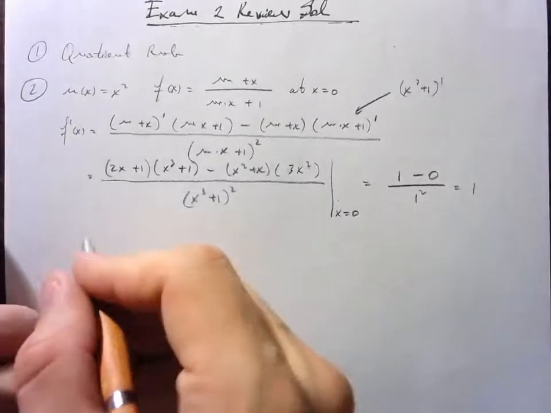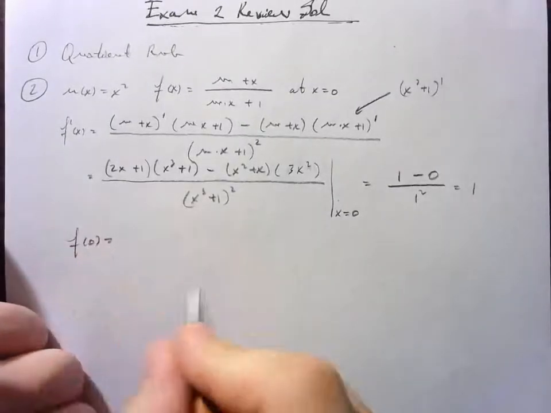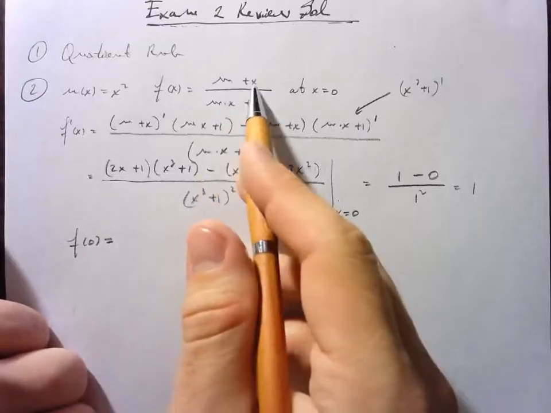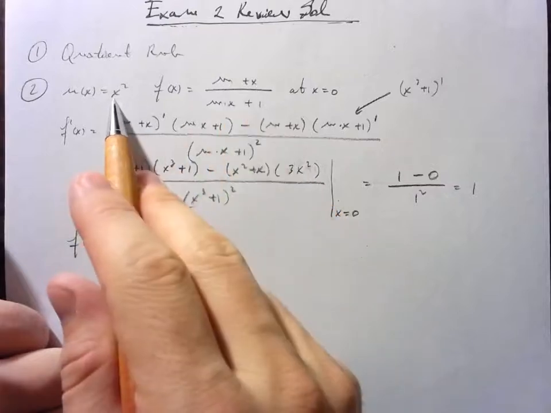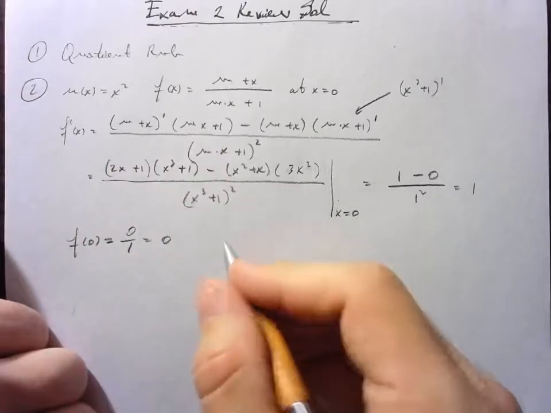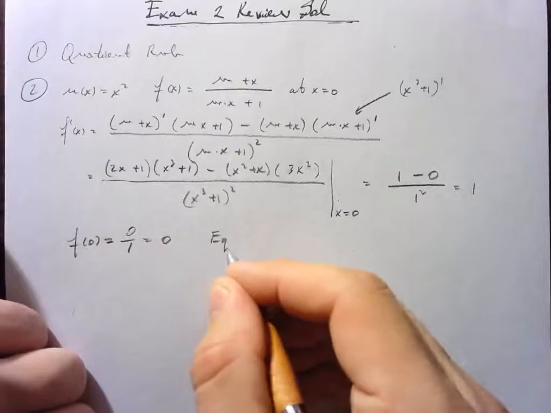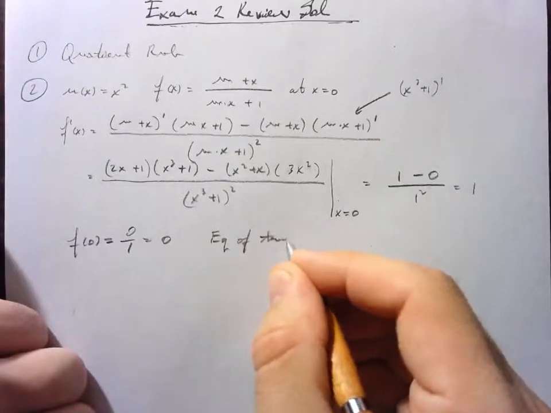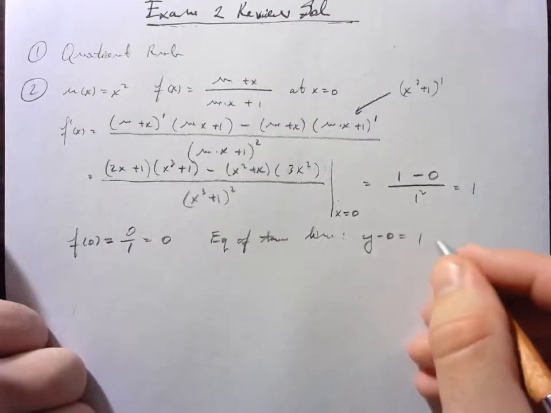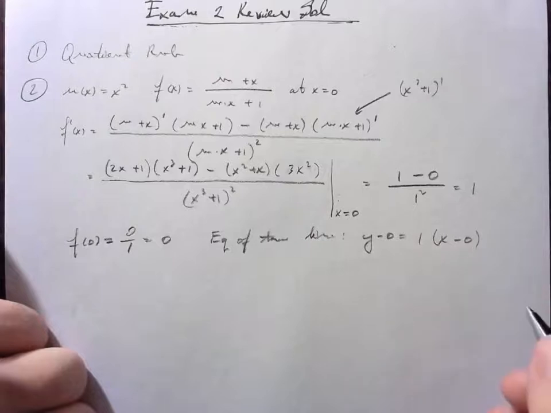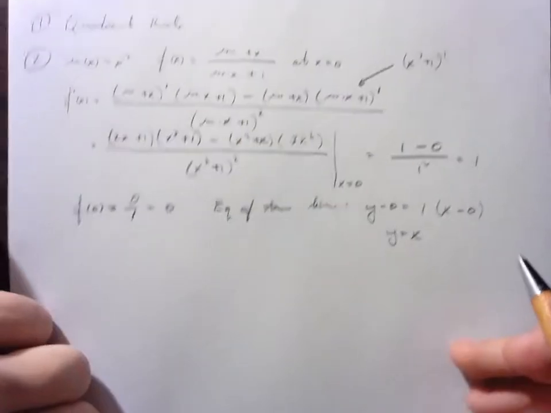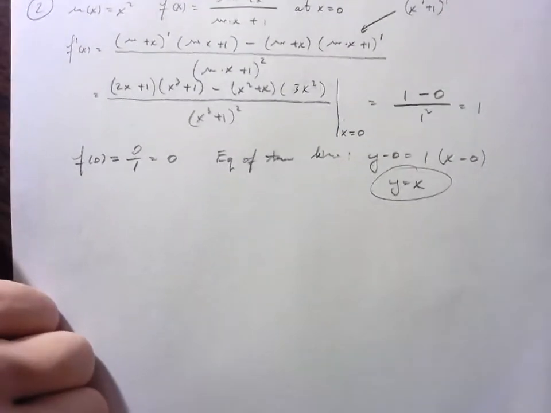We also need the y coordinate, so I need to compute f of 0. That's going to be equal to 0 on top because x is 0 and m of 0 is 0, divided by 1. So that's 0, which means the equation of the tangent line is going to be y minus 0 equals the slope, which is 1, times x minus the x-coordinate, also 0. So this is the line y equals x. And that's it. That's the answer for this particular problem.